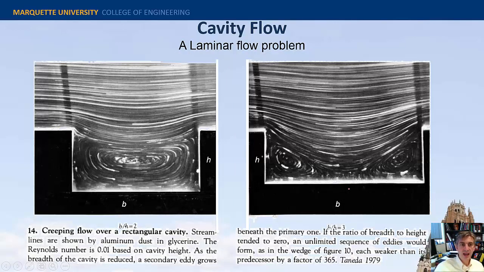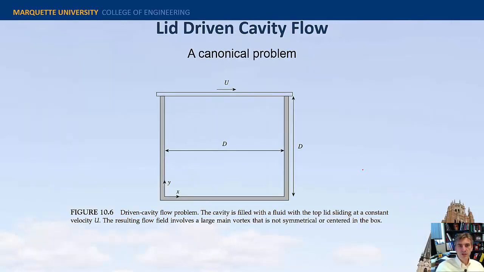And then as h gets even shorter with respect to b, you can have a phenomenon known as recirculation, or secondary flow, appear. So you have secondary cavities being driven within the main cavity. Really interesting phenomena. All right, so here's the problem that we're going to look at.